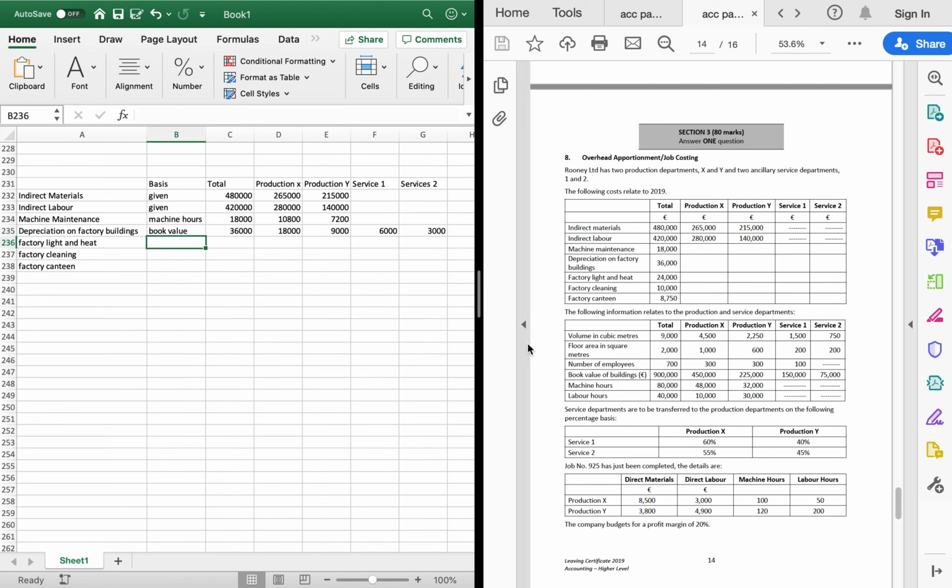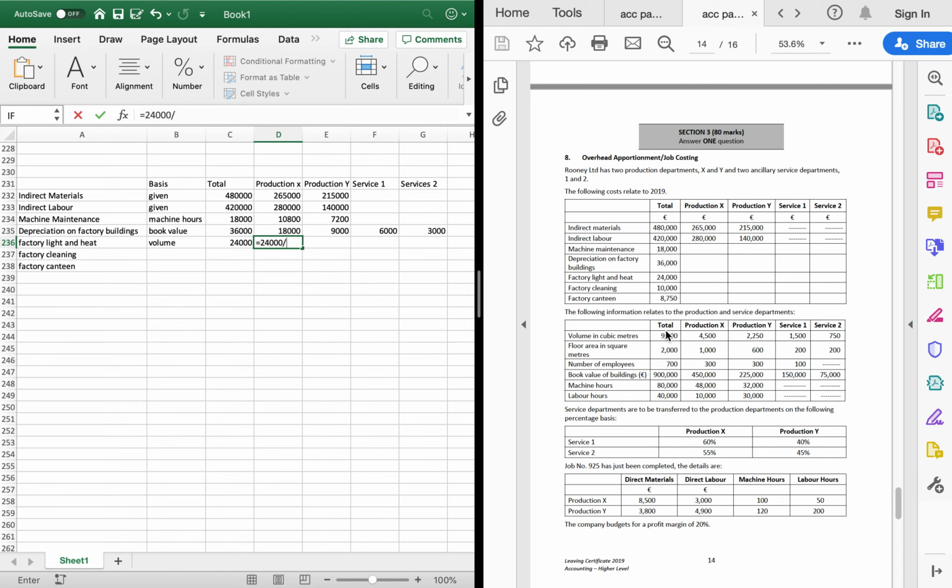So factory light and heat. If you watched the last video, we said you heat buildings by the volume. So it's by volume that is going to be our basis. So with 24,000, the volume is 9,000.